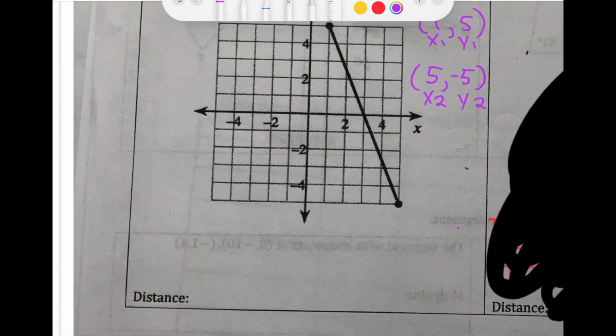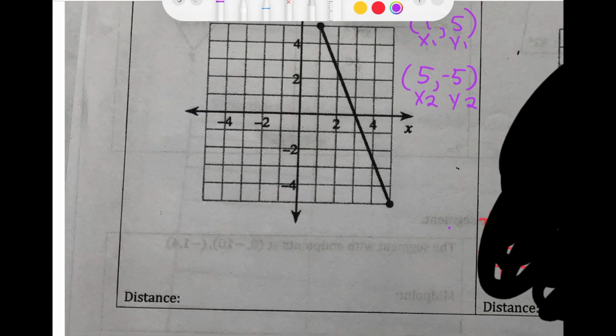So first I'm going to create my distance formula and plug in some of this information. So the square root, 2 parentheses, they're squared, addition in the middle, subtraction on the inside. I'm going to start with x1, so 1, subtract x2, which is 5.